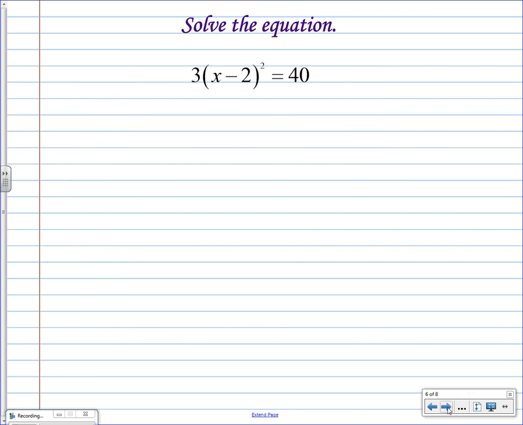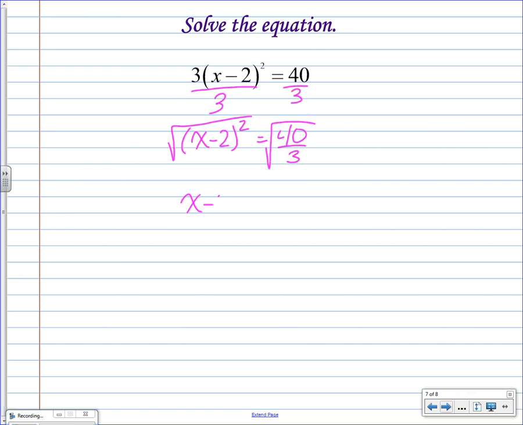Okay, one more problem. I'm going to start out the same way as I did the first problem. I'm going to divide by 3. So I get x minus 2 squared equals 40/3. And we are going to leave them as a fraction, no decimals. How do I undo a square? I square root it. Awesome.